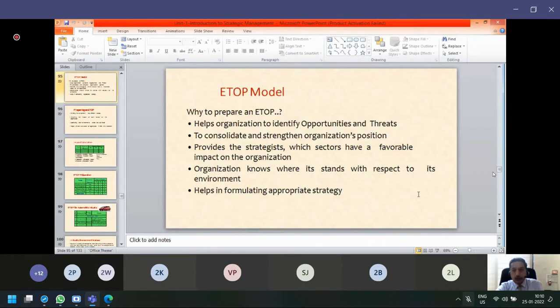Are you understanding this ETOP model? A very simple model, that is the ETOP model, Environmental Threat and Opportunities Profile, that we are preparing for understanding the environmental impact on our organization. Any query on this? No, sir. No, sir.